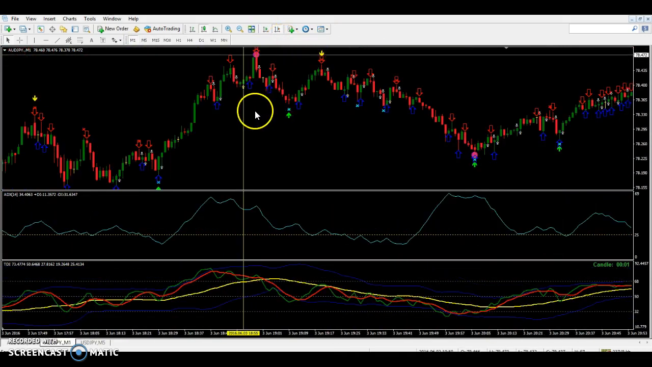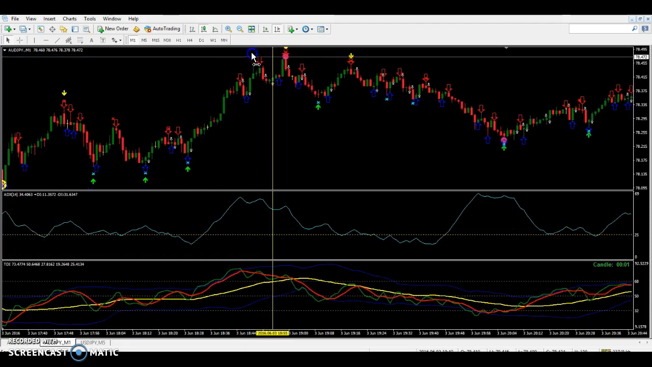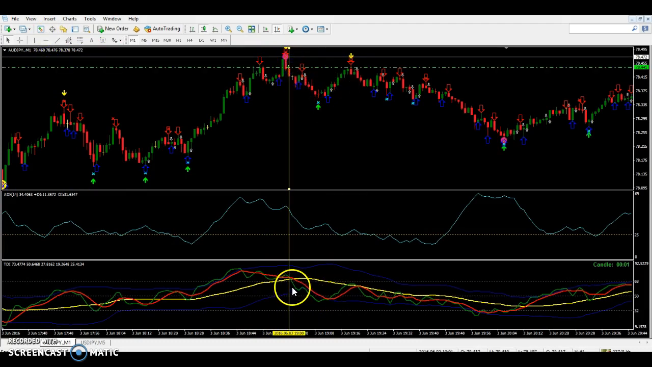Let me do this one first. Okay, so right here, what you're going to do is wait until you get this little white arrow here, your ADX crossover arrow. Once you see that, you're going to take your trade right there. And it's 19:00, so it's the top of the hour. So we're going to finish up the 30-minute candle.